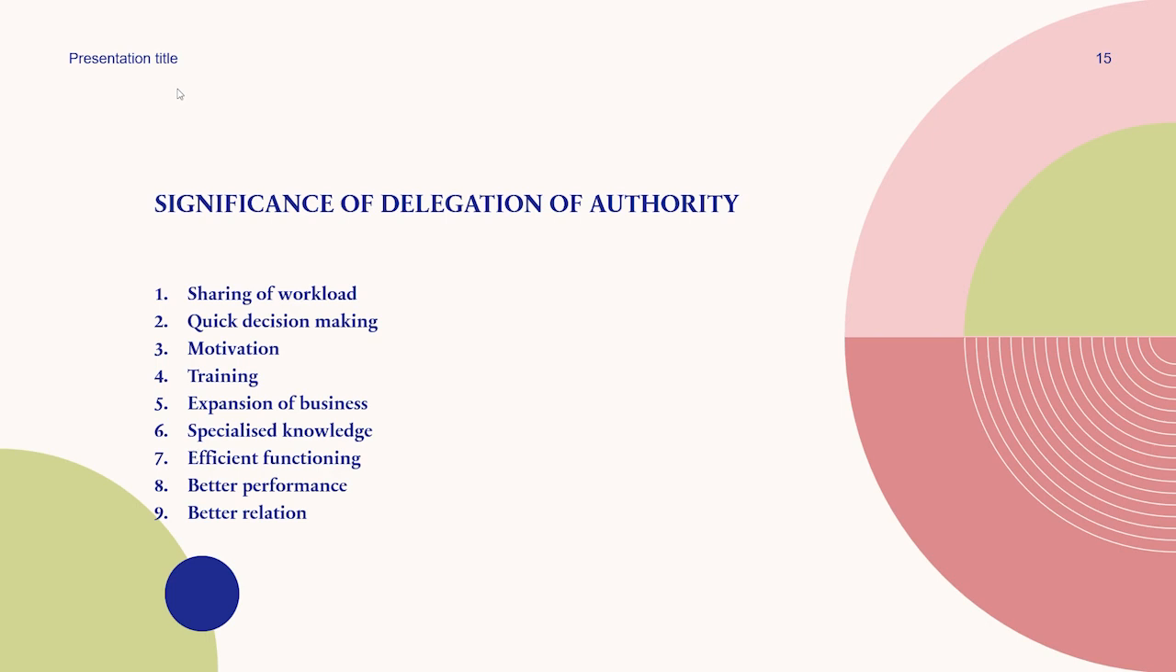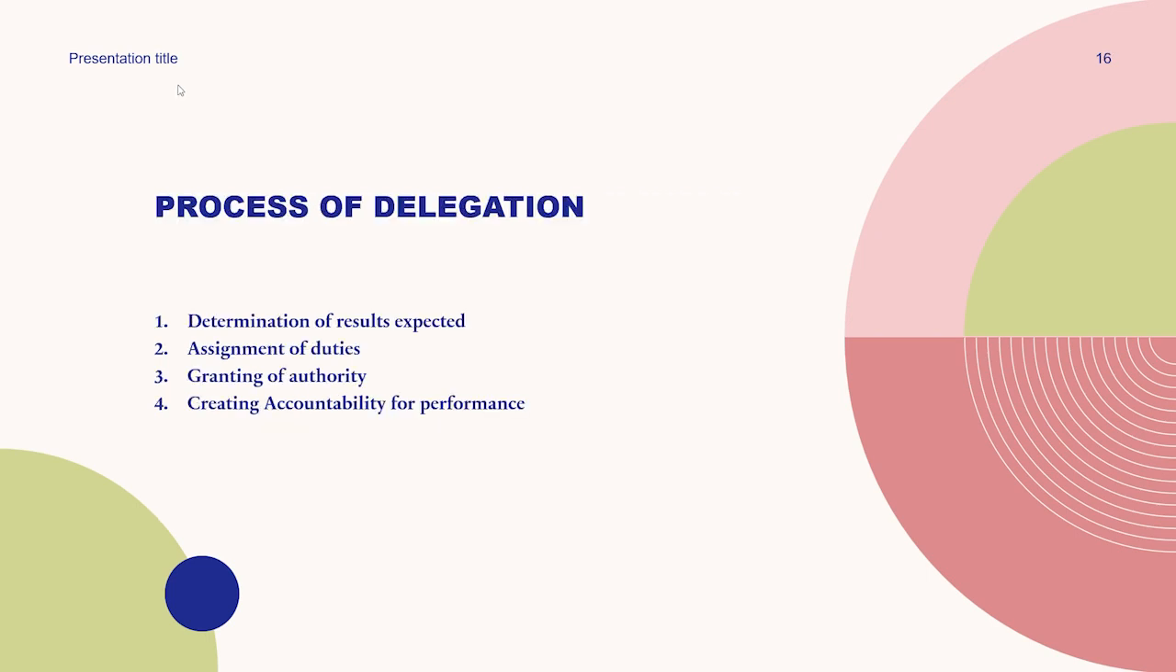Next point is better performance. It improves the performance of the work because responsibility is given to the subordinates on the basis of specialization. The last significance is better relation. Delegation increases the interaction and understanding among managers and subordinates. Thus, it maintains healthy relations between them.